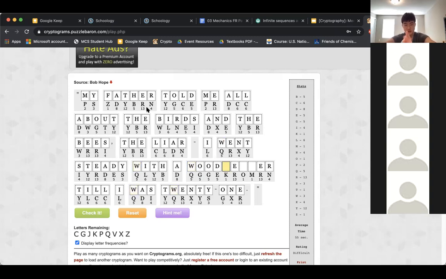With. And then we have this word you don't see very often in a quote. So remember that the context is the birds and the bees. Okay, I'll just read the entire quote if it stimulates your brain too. So, "My father told me all about the birds and the bees. The liar, I went steady with a wood till I was 21."